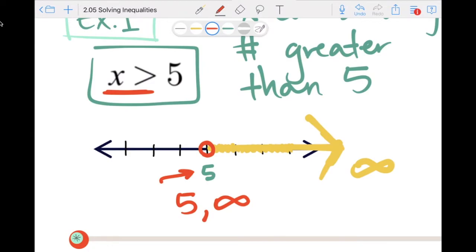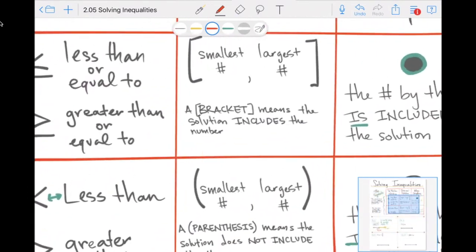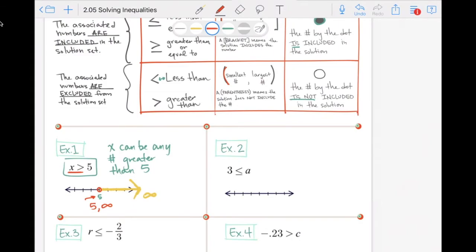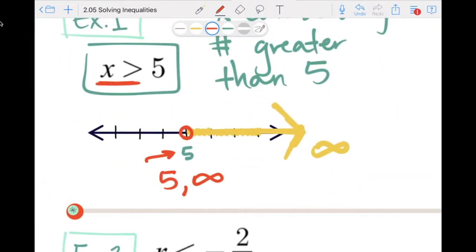Now let's talk about whether 5 and infinity are included. Remember from the table above, if the number is included, you're going to have a bracket. If it's not included, you're going to have a parenthesis. So let's talk about 5. Because x is greater than 5, it's not greater than or equal to, 5 is not included. Therefore, you must have a parenthesis.